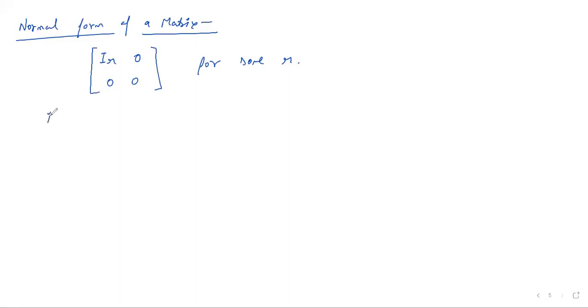If we take R equal to 0, then it is a null matrix, because I_R will be 0. So this is a null matrix.